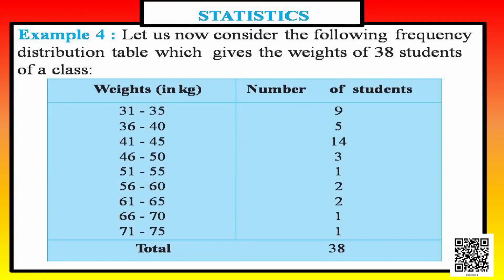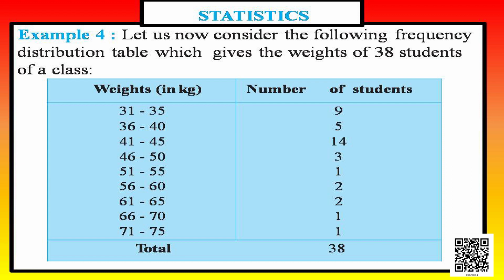Now we come to another example. The next example gives the details of the weight of the number of children in the class. There are a total of 38 children in the class, and the weights are categorized in the form 31 to 35 kg, there are 9 children; 36 to 40 kg, there are 5 children; 41 to 45, 14; 46 to 50, 3; 51 to 55, 1; 56 to 60 is 2; 61 to 65 is 2; 66 to 70 is 1; and 71 to 75 is also 1.